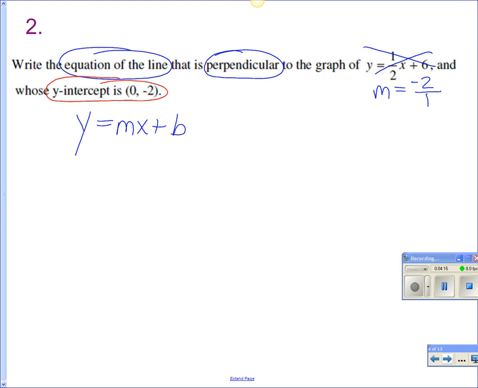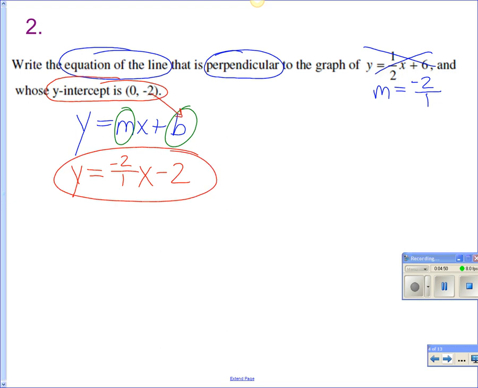I have my milk and my brownies already, so all I have to do is plug them in. So y equals, what's going to go in for m? -2 over 1. What do I write beside it? X. And what's going in for b? -2. B is your y-intercept, so it's -2. Raise your hand if you have a question.